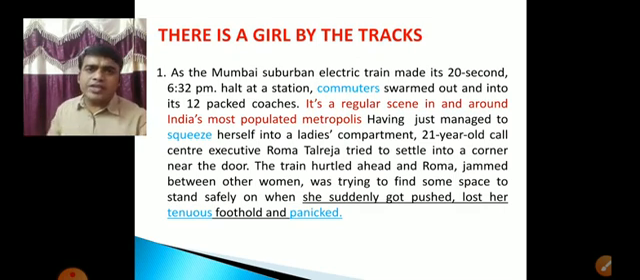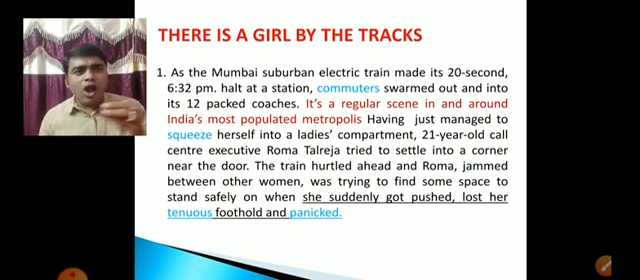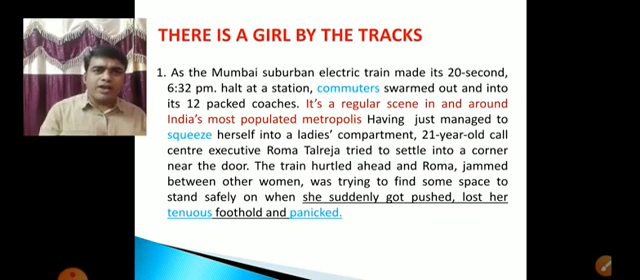It's a common scene in almost all the metropolitan cities of India like Bangalore, Chennai, Mumbai, Delhi, Kolkata. So in this area, it's a common scene. What is the common scene referred to here? Yes. See, commuters rammed out and into its 12 packed coaches. In the sense here, the commuters.